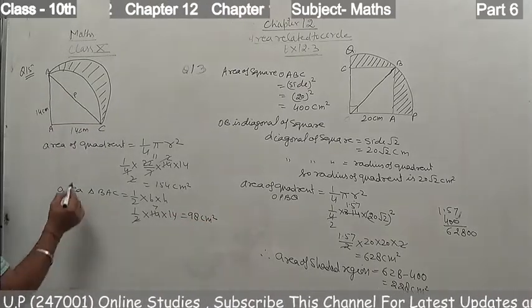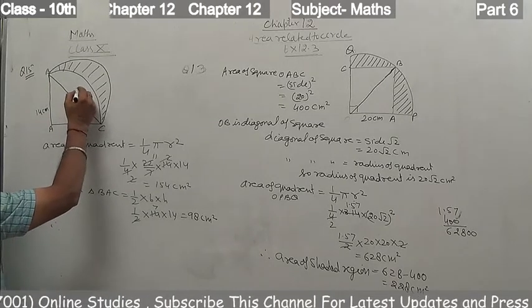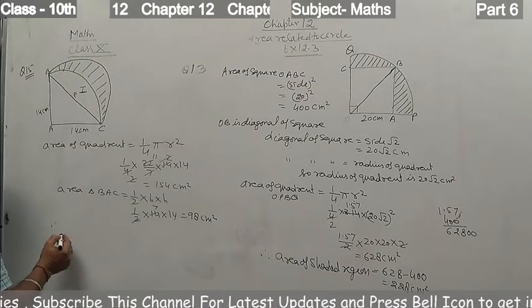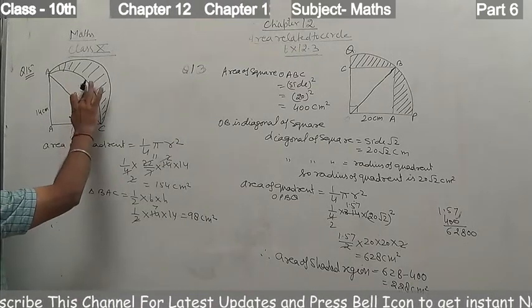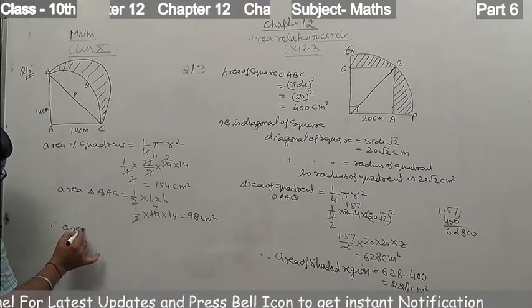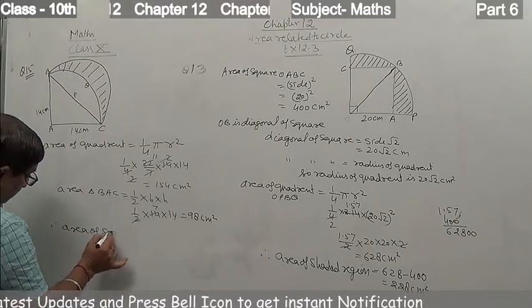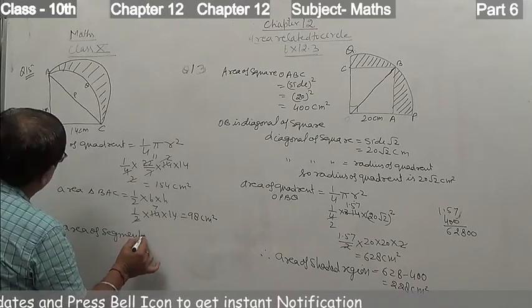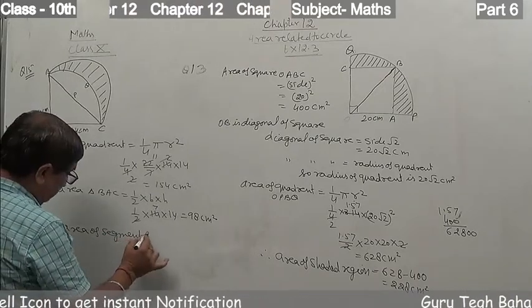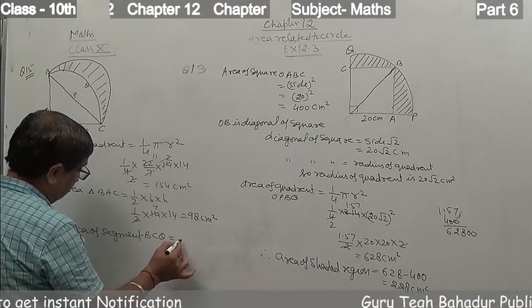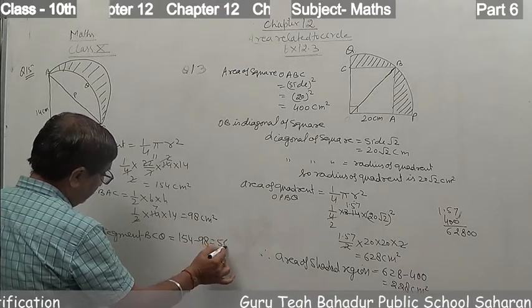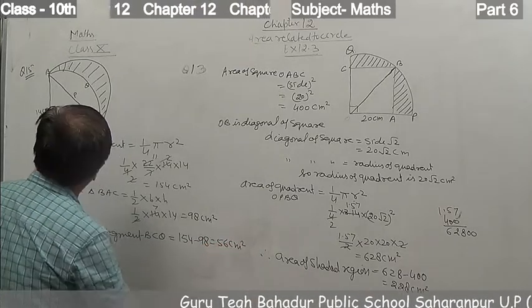Therefore, this is your first part, or you can say here is point taking Q. Area of segment BCQ, that is 154 minus 98, 56 centimeter square.